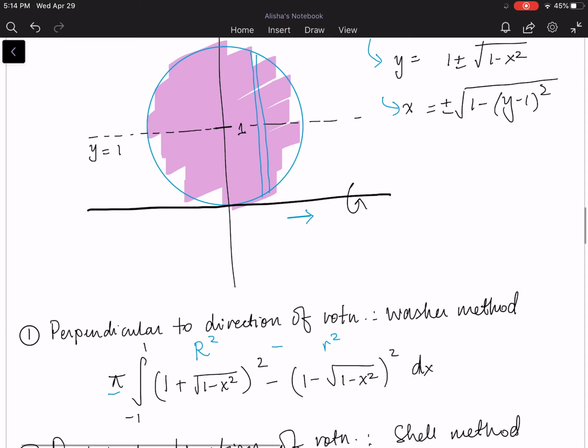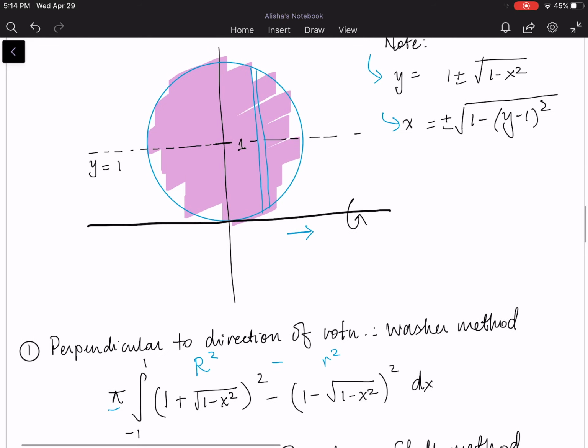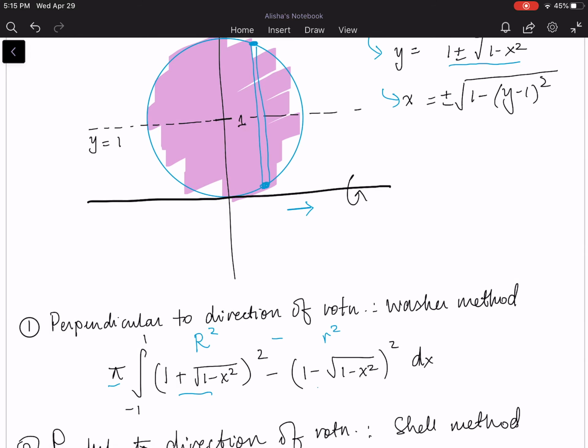So in our case, the larger radius would correspond to the larger y value. So the larger y value would be 1 plus the square root of 1 minus x squared. That's what I have here. And the smaller radius would correspond to the smaller y value, so 1 minus the square root of 1 minus x squared, which is what I have here.